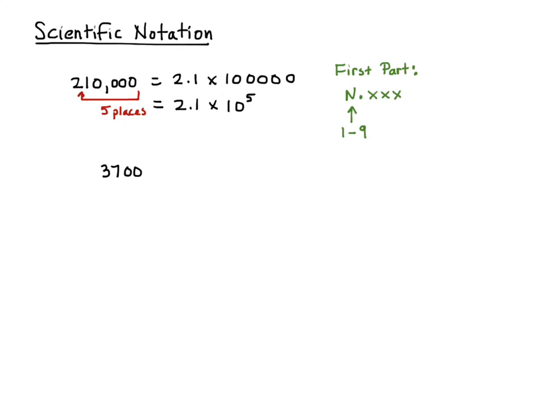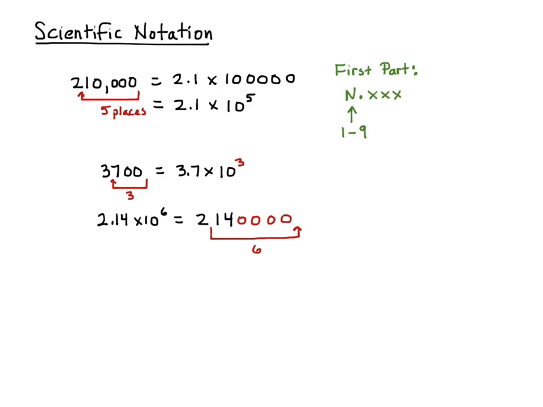Okay, so 3,700, that's going to be 3.7, and then we have 3 decimals that we're moving to the left, and so that's going to be 3.7 times 10 to the third. Now to go backwards, basically what you do is you start writing the number, that 214, write it without a decimal, and then start where the decimal is, count 6 places off of that, and you can see here we only have 4 actual zeros, but we are 6 decimal places away from that 2.14, and so we have the equivalent there.